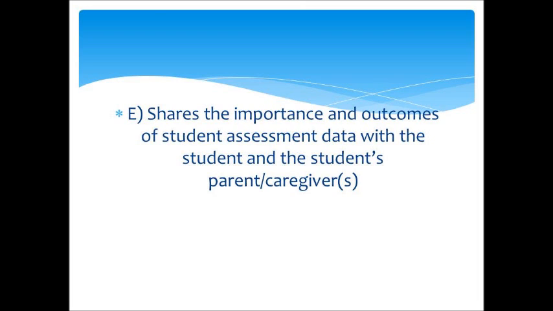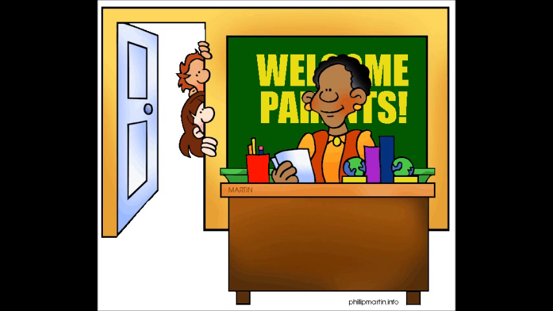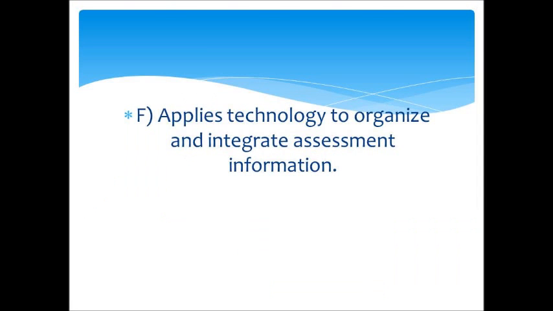Part 5 is E. Shares the importance and outcomes of student assessment data with the student and the student's parents and caregivers. An example of this would be giving a parent-teacher conference or weekly progress reports. These examples give parents an insight on student progress and addressing their needs. Our last element of assessment is F. Applies technology to organize and integrate assessment information.